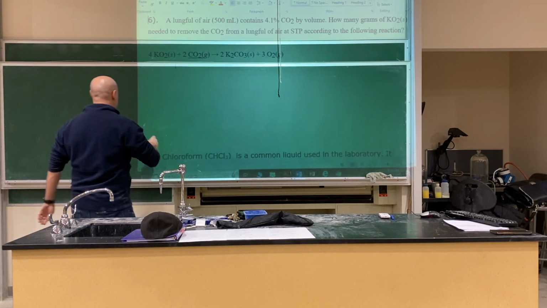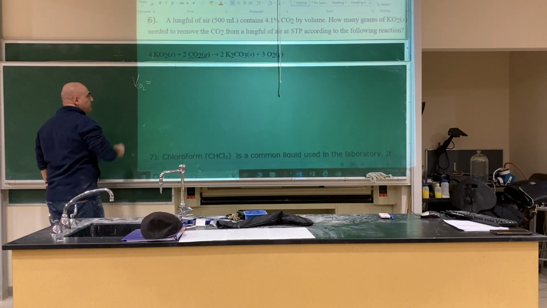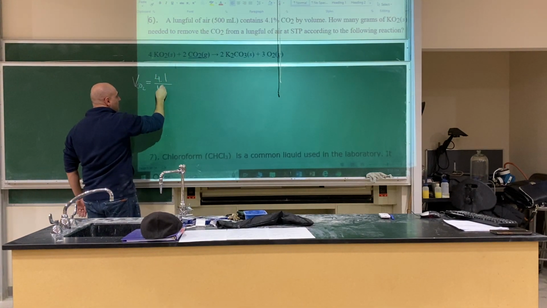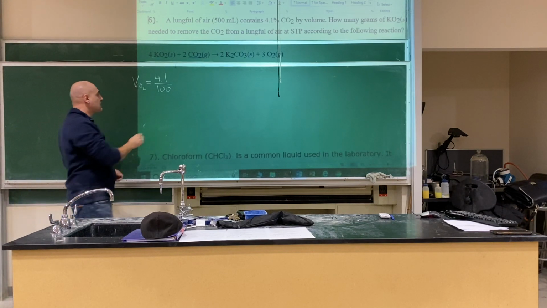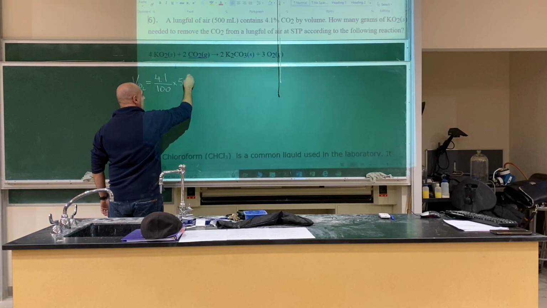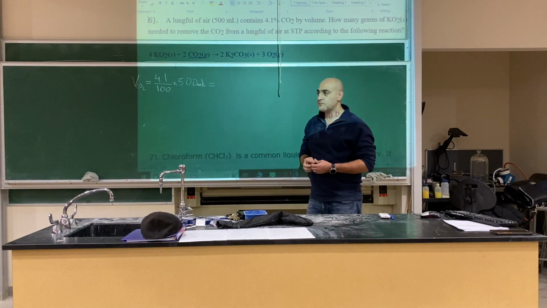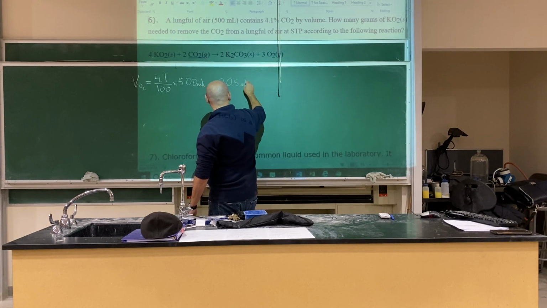So the volume that's given to me for carbon dioxide is going to be 4.1%, which is 4.1 out of 100. That's what a percentage is. A ratio out of 100 times the 500 milliliters. So the volume that I have, 20.5, is 20.5 what, guys?